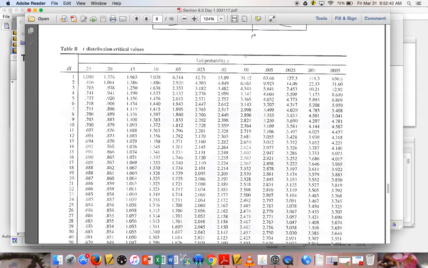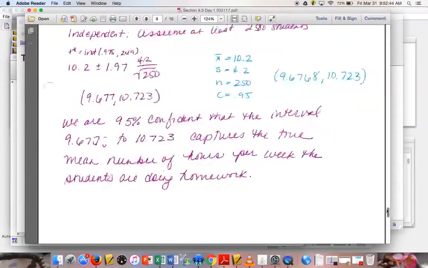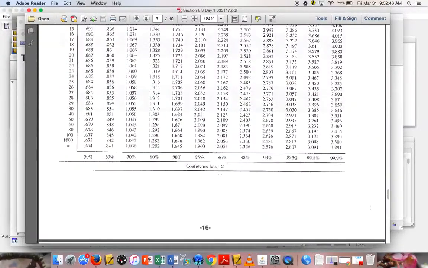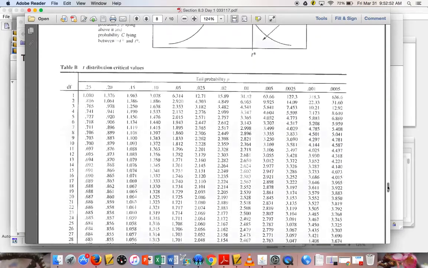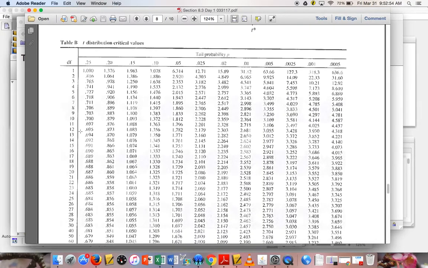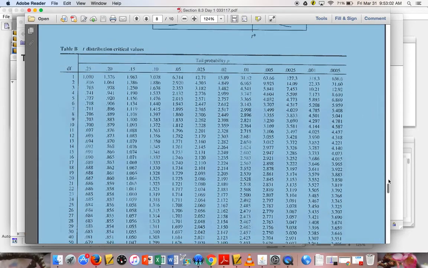And then if you look at the top of the chart, it says tail probability. If you look at the bottom of the chart, it says confidence level. So you see 95%. So I would go 95%, and then I'd find the degrees of freedom of 11, and I'd see where that row and column overlapped, and I'd get this number right here, that 2.201. So that tells me that's my critical value.